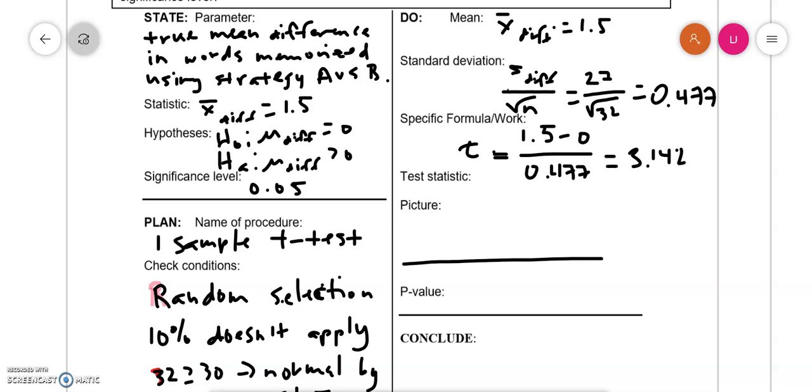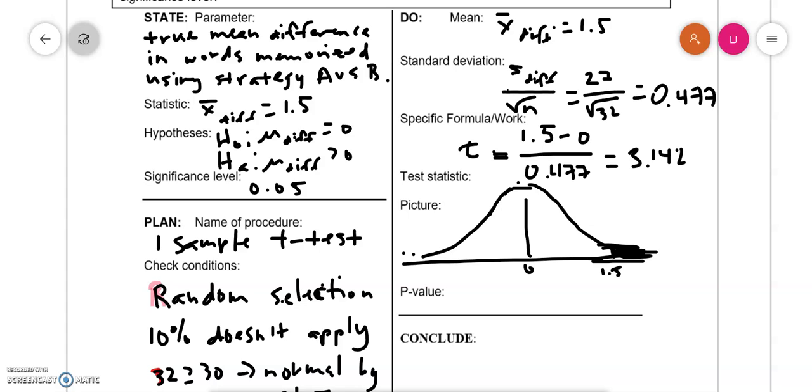Gonna draw a picture. So our test statistic, 3.142, that's 3.14 standard deviations, which is all the way out to the right, somewhere over here. So we'll shade in that part. 0's in the middle, our assumed mean, and then 1.5 is where that shaded section starts.